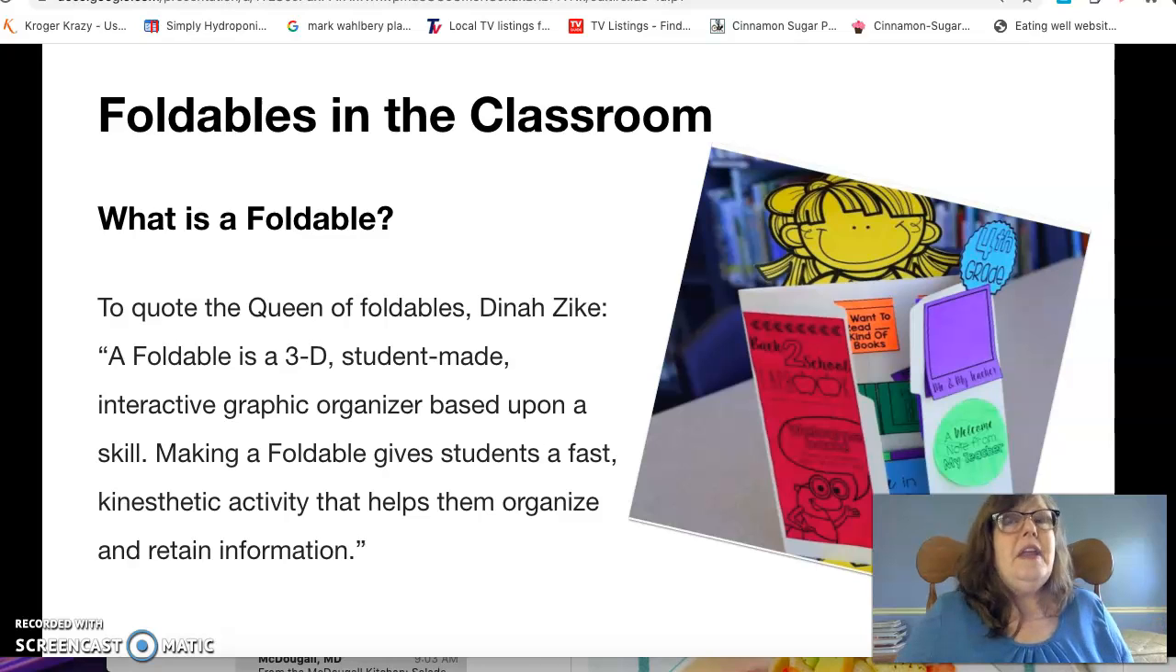So one of the big pioneers, also called the Queen of Foldables, is Dinah Zike. She says that a foldable is a 3D student-made interactive graphic organizer based upon a skill or concept. According to her, making a foldable gives students a fast kinesthetic activity that helps them organize and retain information. And as you can see, this example right here is really cute. So I was thinking this would be a great way to do customer profiles. Instead of having the big paper that I've done before, I really like that idea. I think I'm doing it this year.